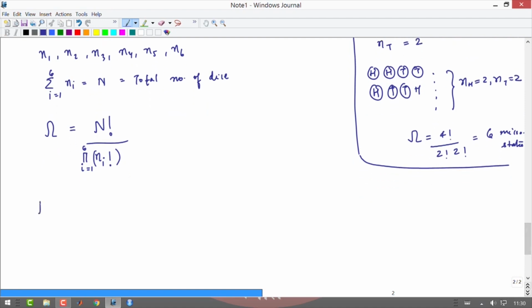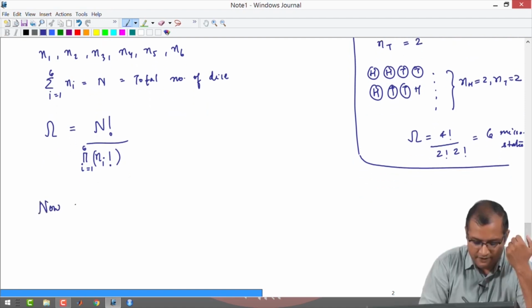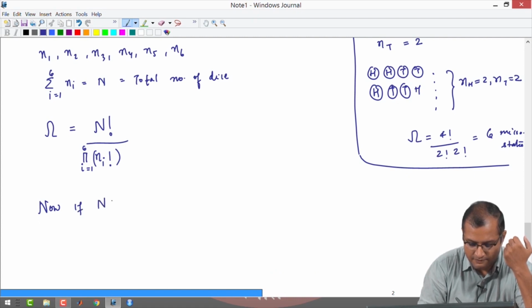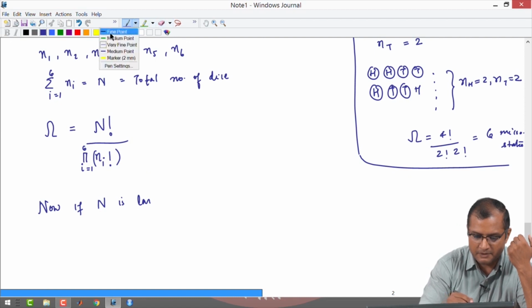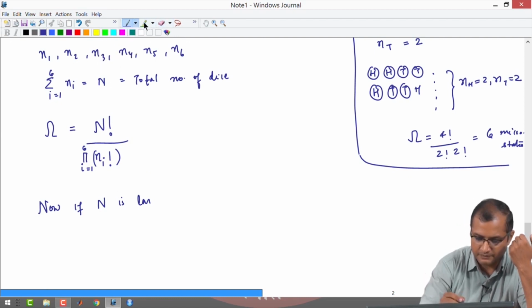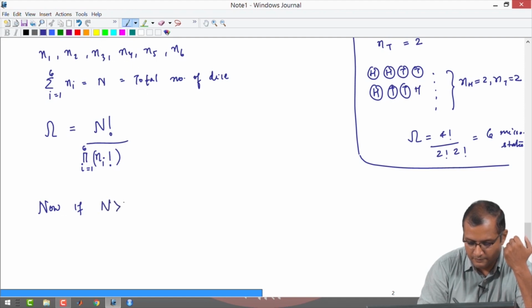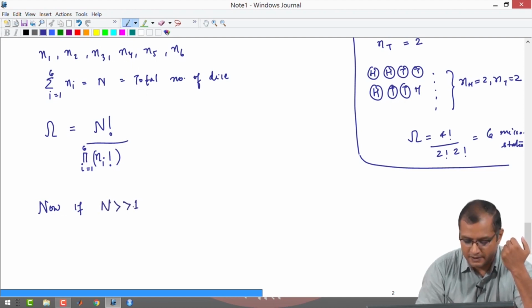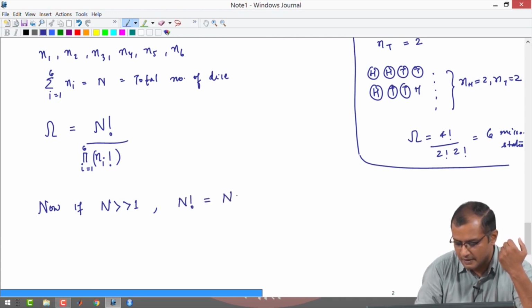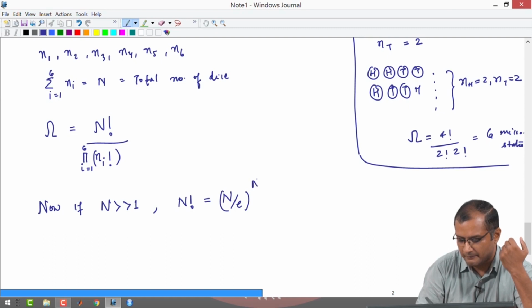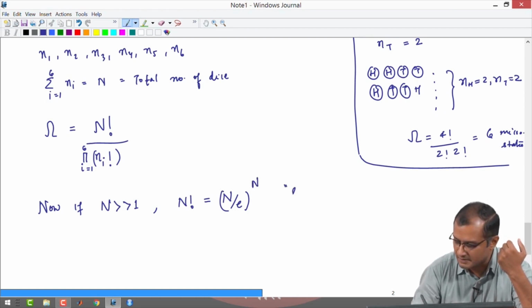Now, if n is large, then I can approximate n factorial as n by e to the power n. This is called the Stirling approximation.